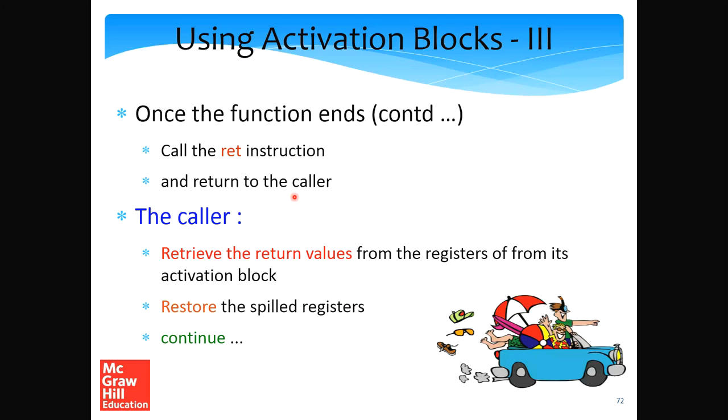So we have introduced two instructions, call and ret. We'll discuss them in slightly more detail. The main idea of the ret instruction, or the return instruction, is that once the function ends, we call the ret instruction and return back to the caller. What does the caller do? It retrieves the return values from the registers or from its activation block. It depends upon the convention: if there is one large return value or many return values, where are they written? They are typically written into registers or in the activation block of the caller function. Then, since we assume caller saved registers, we restore the spilled registers and we continue.